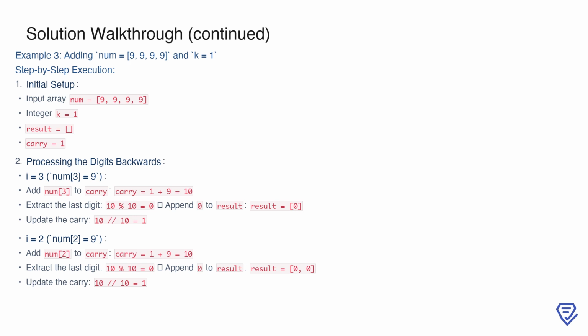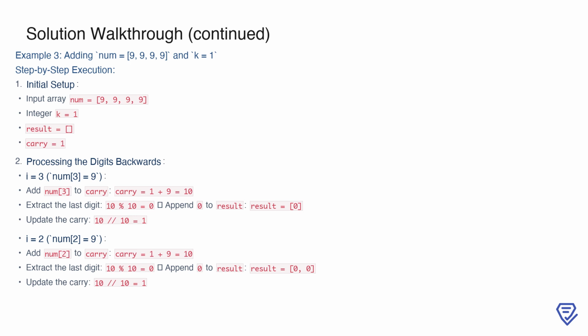After initializing an empty result list and setting carry to k, which is 1, we process the digits from right to left. At i equals 3, the value of number[3] is 9. Adding this to carry gives 10. The last digit of 10 is 0, so we append it to result, making result equal [0]. Updating the carry by dividing 10 by 10 gives carry equals 1.